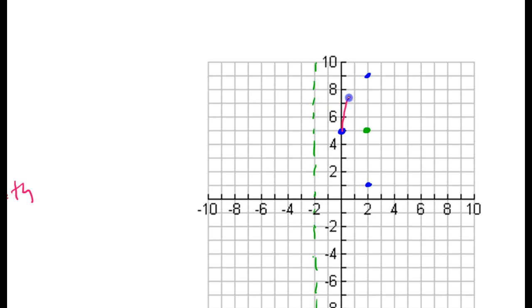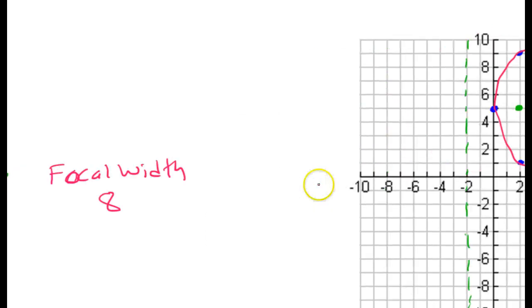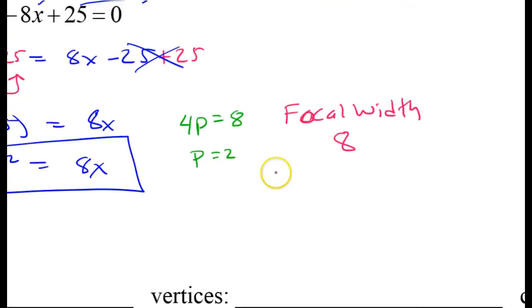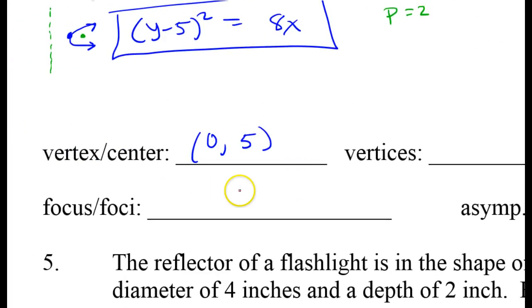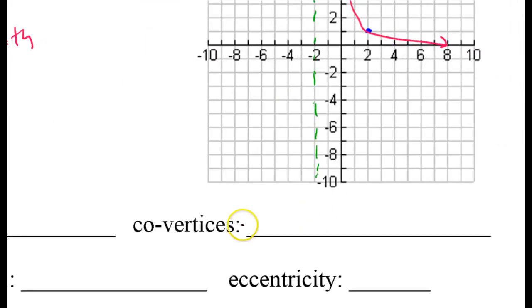So the parabola goes like this. All right, see how I use the focal width? All right, so that's it. I've now graphed the parabola. Now let me write down any information that they wanted. I already have the vertex, so I don't need to write that again.